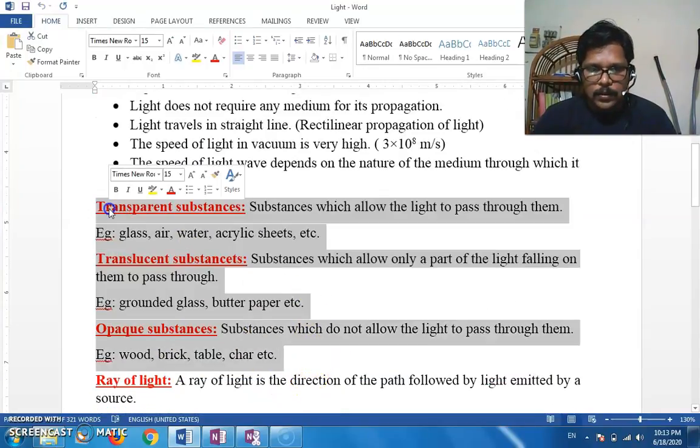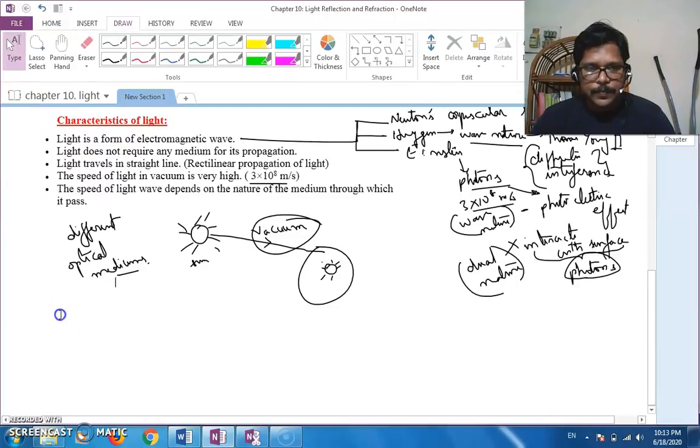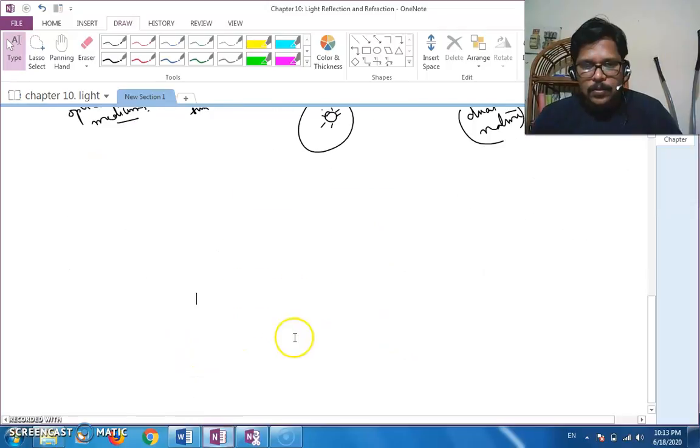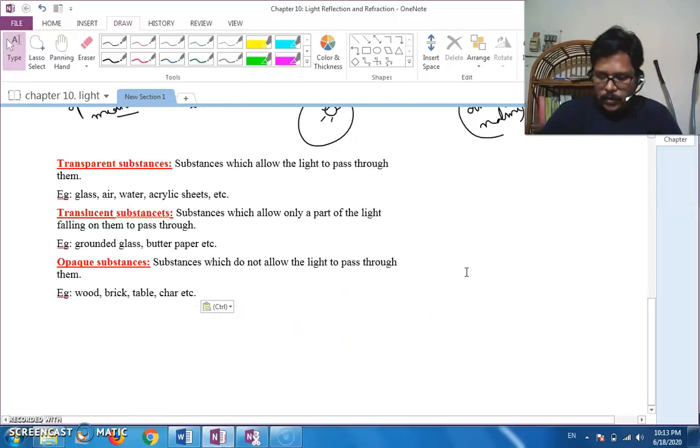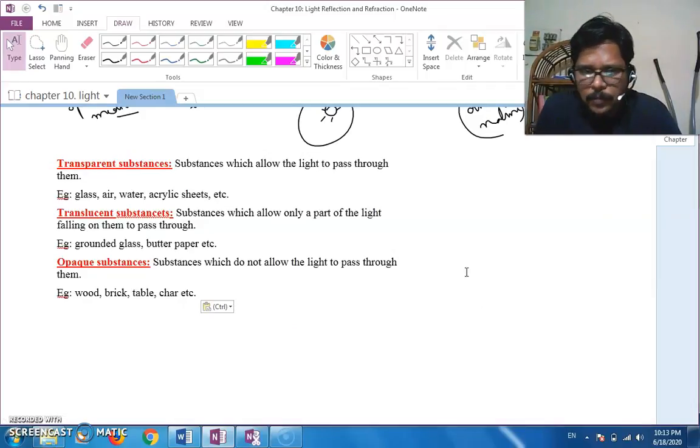So you know all this. Transparent, translucent, and opaque objects. Transparent objects are those, if we say medium, the medium through which light passes. Glass, water, acrylic sheets are all transparent objects. Translucent objects allow only a part of light. Opaque objects are those which do not allow any part of the light.